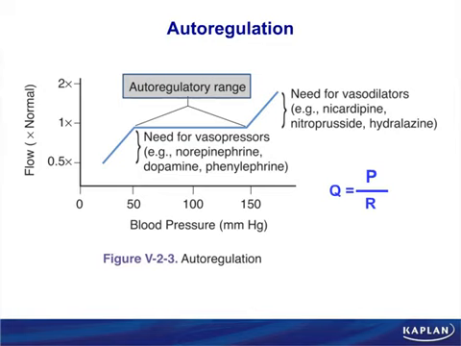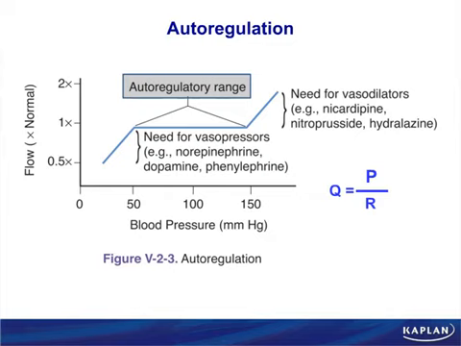Please note the axes. We have blood pressure on the X and flow on the Y. And notice what is called the autoregulatory range. So what this indicates is that over this range of pressures, blood flow is held relatively constant. That's what autoregulation means. But it only works over a range of pressures.